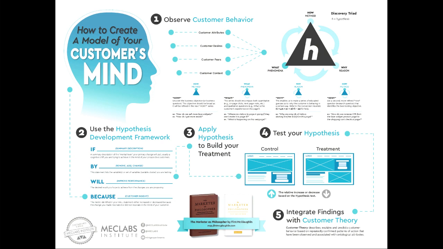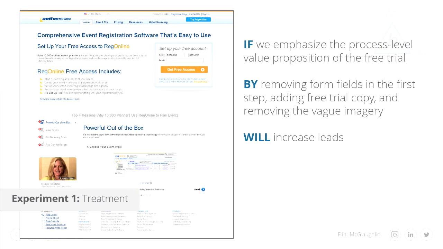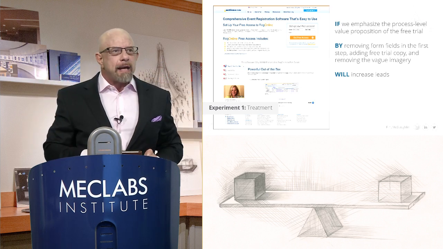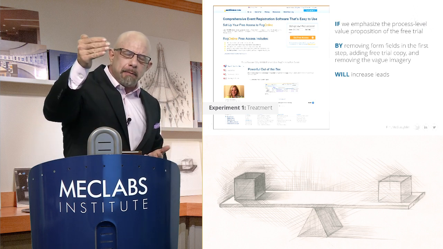Now, back to the deck, we're able to focus on what we think will be the physical change in the world. What will physically change because we add and remove and change the pieces in the buy statement. Remove form fields in the first step, add free trial copy, and remove vague imagery. Now, we have summarized in a critical, and this is very important, the summary step, that if statement is very important. We have spelled out how we're accomplishing the intent of the if statement.